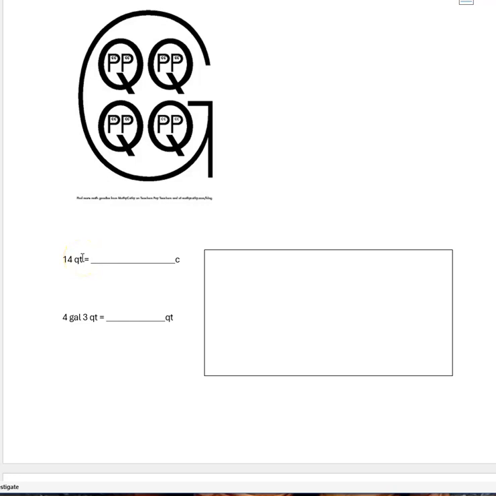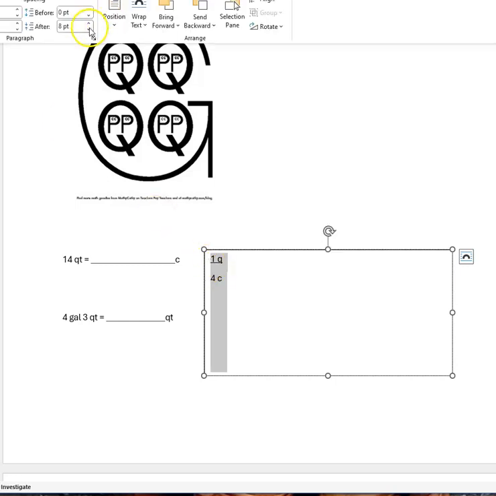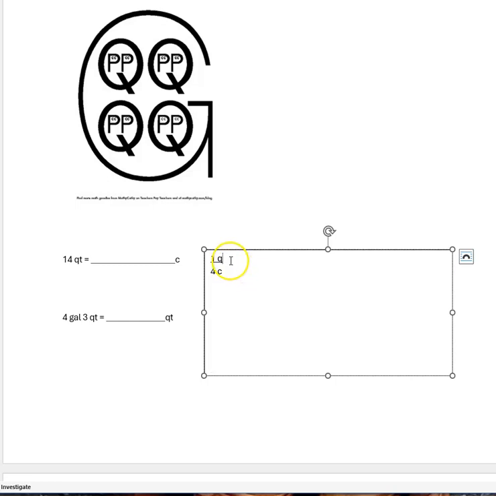So if I'm talking about quarts, certain quarts equals cups. So you can see the letter C's in there. So I know in here 1 quart is equal to 4 cups. I'm just looking at that and I can see that is a fact. 1 quart equals 4 cups.